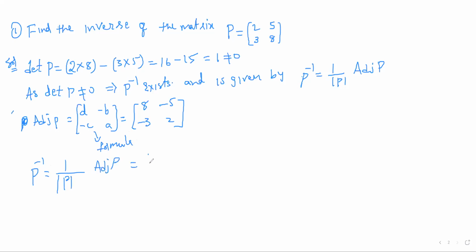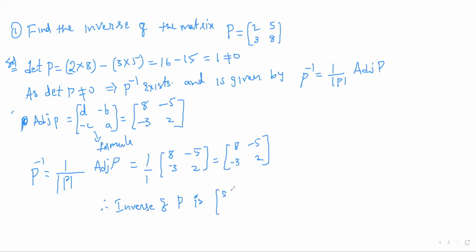That is equal to 1 by det P, means 1 by 1 into the determinant of adjoint P, means 8 minus 5 minus 3, 2. So automatically we get 8 minus 5 minus 3, 2. This is the inverse of the matrix capital P. Therefore, inverse of capital P is 8 minus 5 minus 3 and 2. This is the inverse of the matrix.